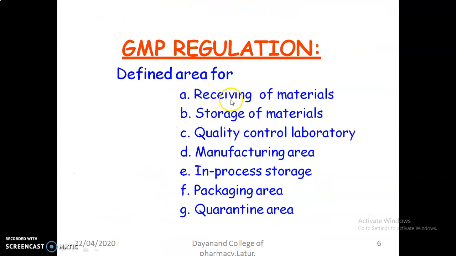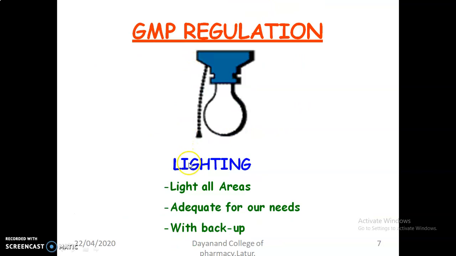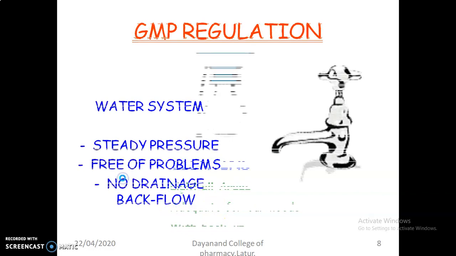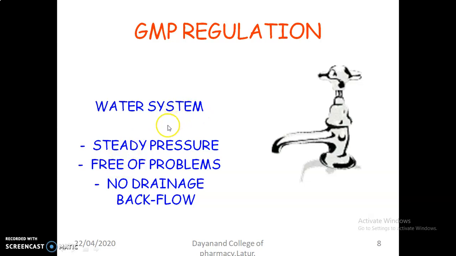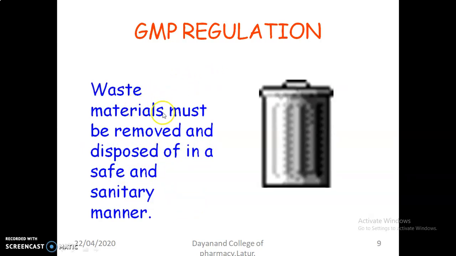Have a defined area for receiving of materials, storage of materials as the quarantine area, QC lab, manufacturing area, IPQC, packaging, as we have seen in the layout. Light should be adequate to perform any operation, with backup facilities. Water facility should be there with steady pressure, free of problems. No drainage backflow. Waste materials must be removed and disposed of in a safe and sanitary manner.